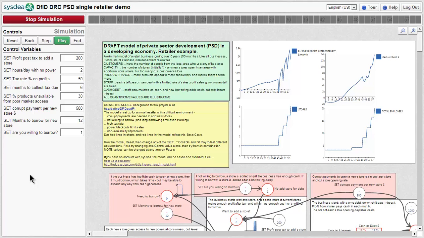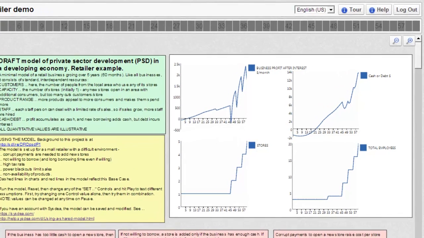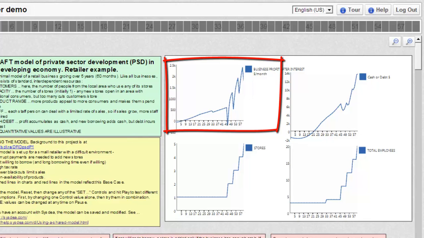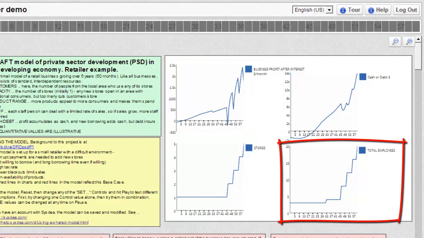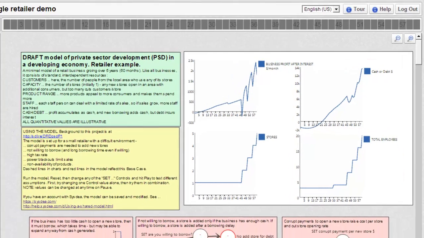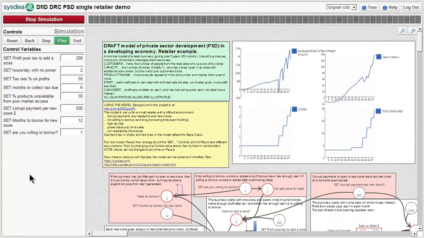When you open the model from its link, it starts in run mode, with items you control down the left and summary results charts in the main window. These show the number of stores, the monthly profit before tax that the business makes, the total number of staff that the business employs, and the debt or cash that the business builds up over time. I should emphasize that all numbers here are entirely illustrative and the model is still in testing, so results may change from those shown in this recording.